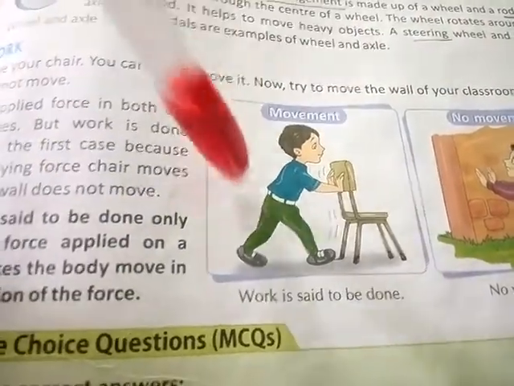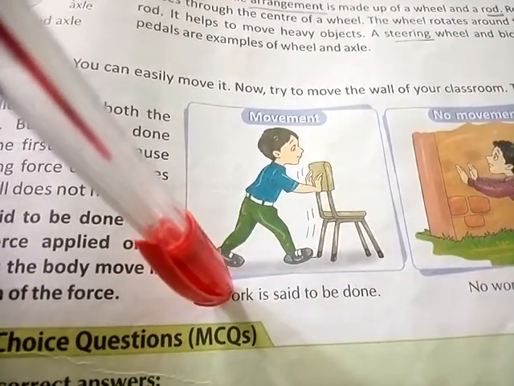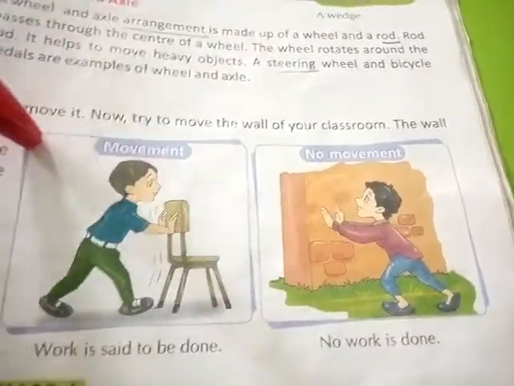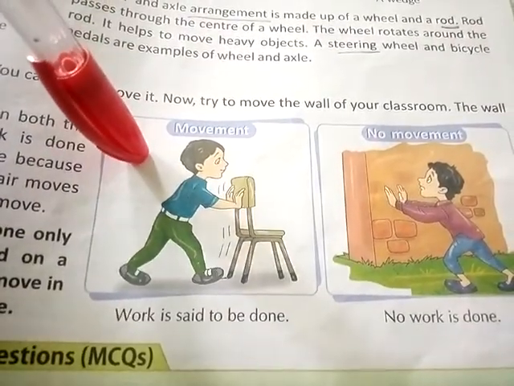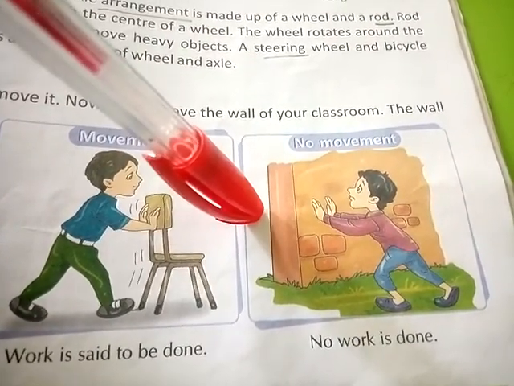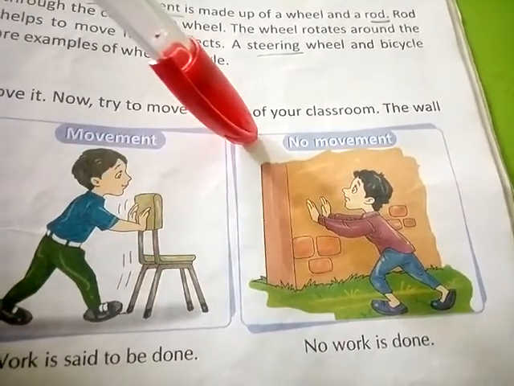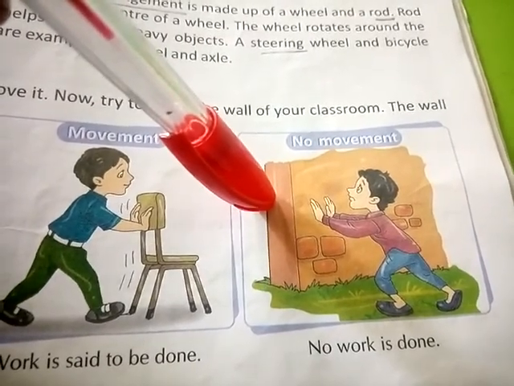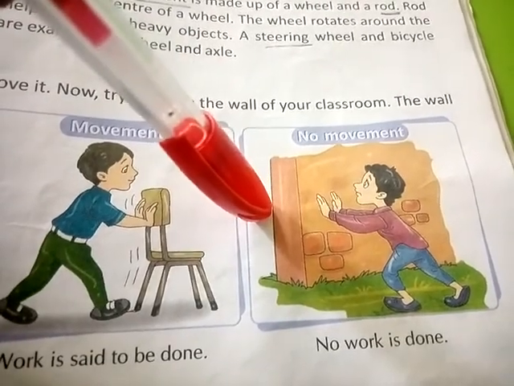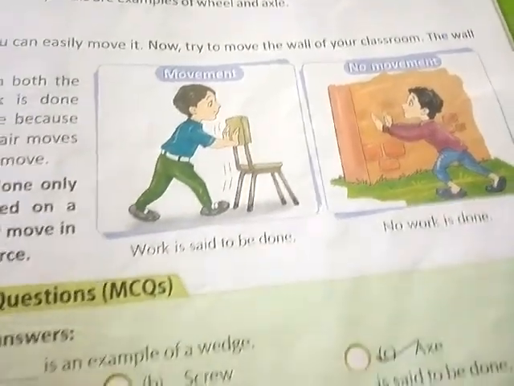Here we can see movement when we push a chair, work is said to be done. Here we can observe in this picture movement. Here the boy is applying force to the wall, and no work is done because the wall is heavier than the force. That is why no movement can be observed.